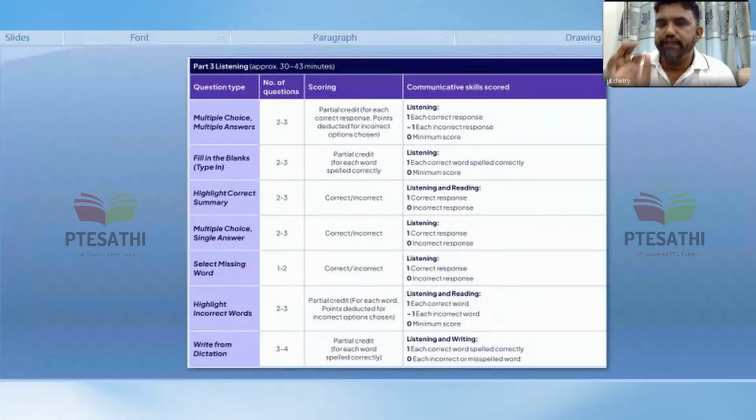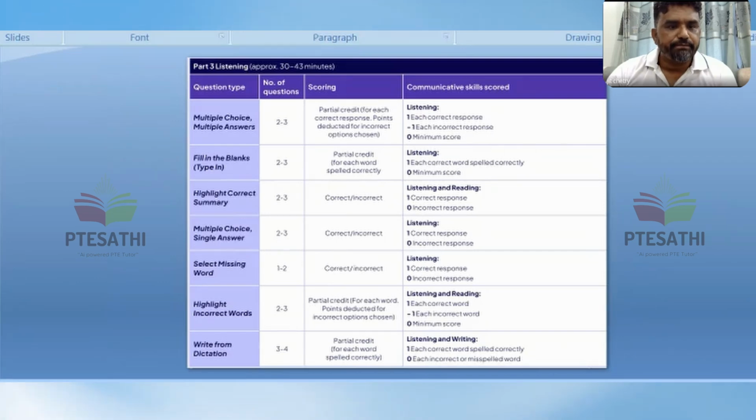For example, fill in the blanks in the past contributed to the writing section, but it does not contribute to the writing section anymore. It gives you points in your listening section only. Likewise, dictation used to contribute enormously in the past, but it is no longer that important a question. I mean, it will give you 30 points, more than 30 points, but not so important in comparison to the past. So this is what happens in the listening section.